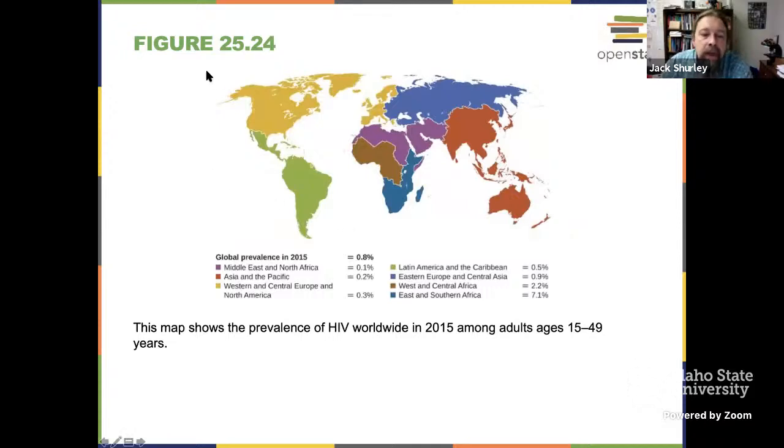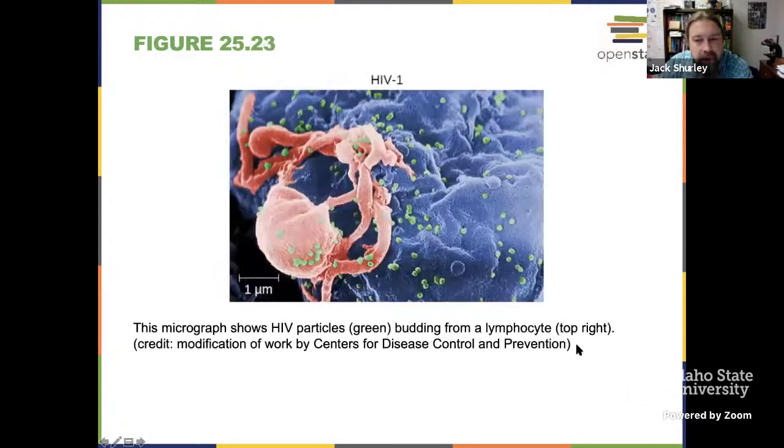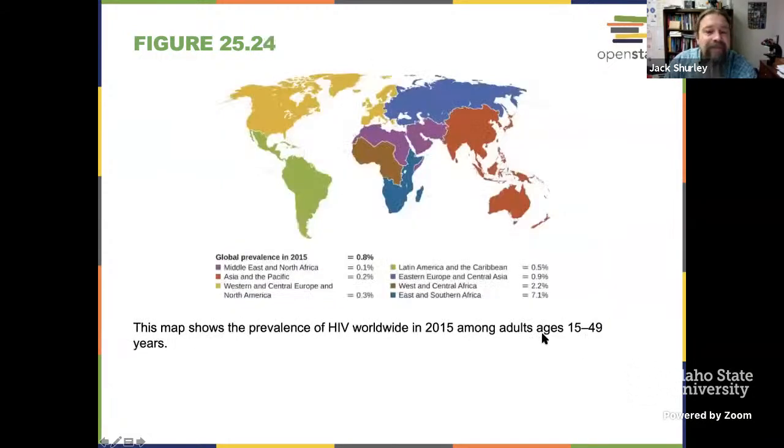So this image, we will get here in just a second to a table and describe some of those details that we've in the chapter kind of glossed over briefly. But quickly, this map shows prevalence of HIV a few years back, 2015, among adults or people aged 15 to 49. I don't think I would call a 15-year-old an adult, but there you go.